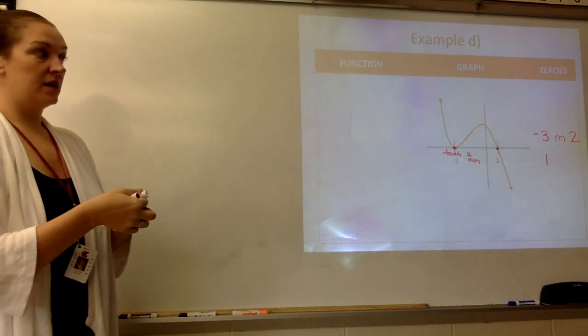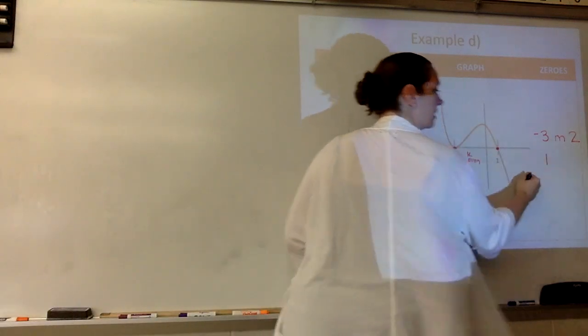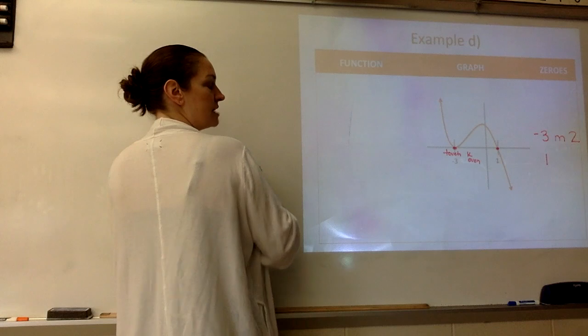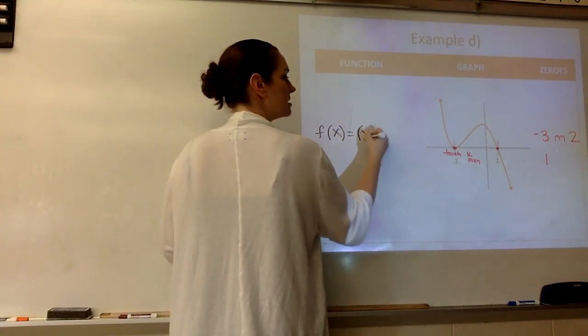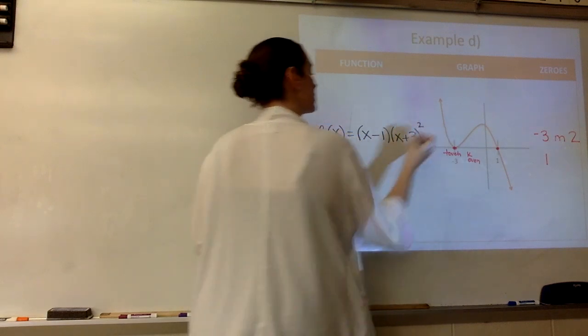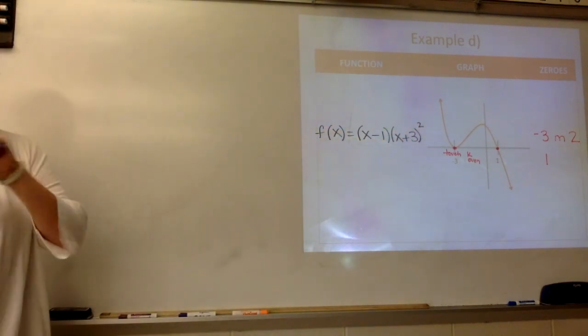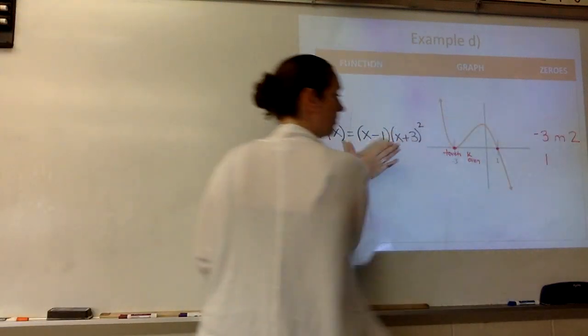Fantastic. Now I can come over here, take this information, and translate it back into the intercept form. f of x is equal to x minus 1, x plus 3 squared. Are there any questions on that connection between the red and what I just wrote in black?